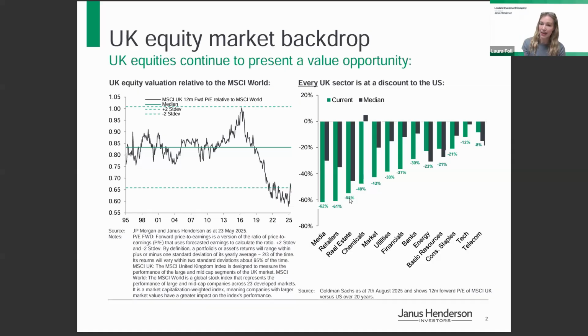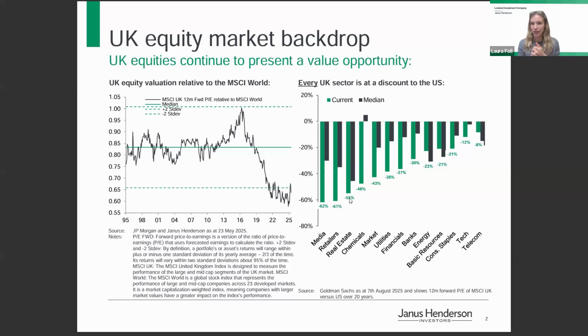So what the chart on the right is saying is, okay, just take it by sector and ask how the UK trades relative to the US. And what it shows is that every single sector in the UK market is at a discount, obviously to varying degrees, with media at one of the extremes and telcos barely trading at a discount, but there is a discount actually across every single sector.